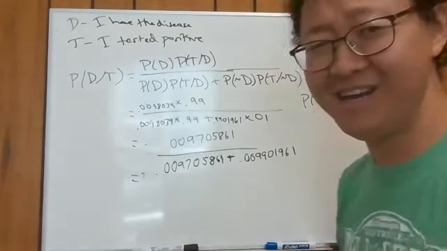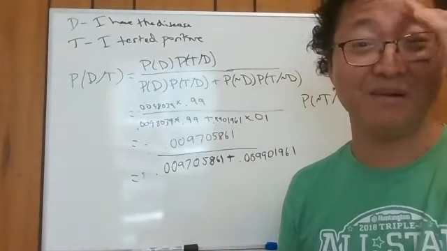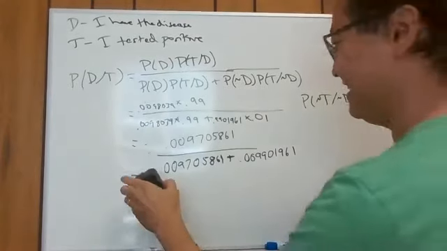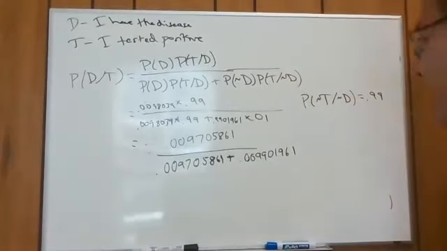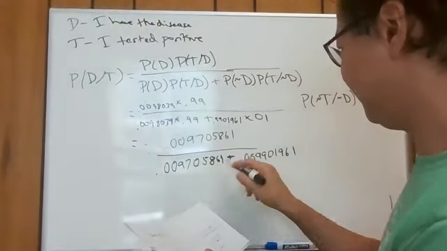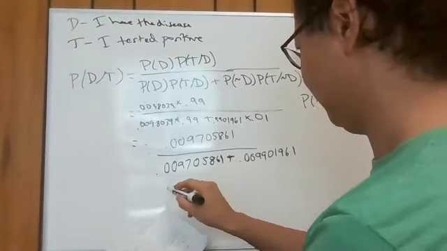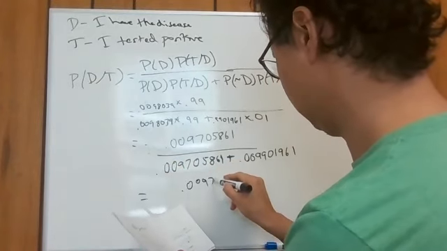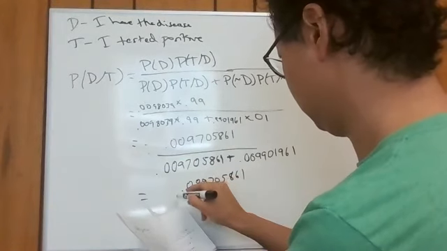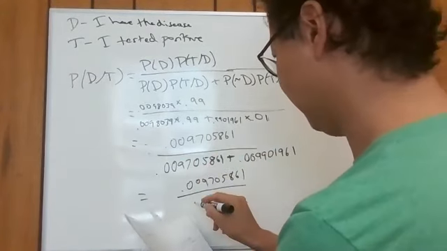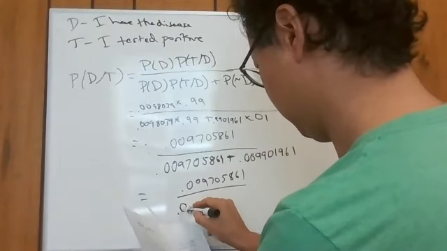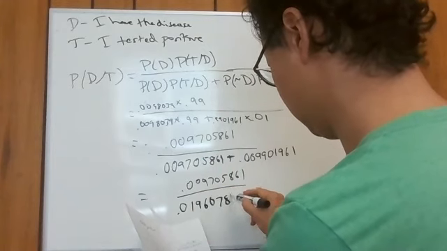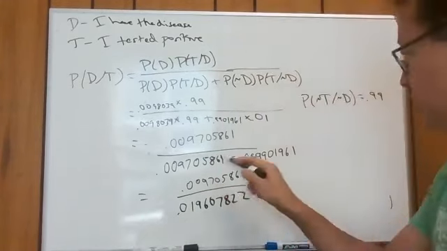0.009901961. Again, I'm so sorry for this horrible problem. I promise for your test, the numbers will be a little easier at least. Okay, now we have to add these. These two numbers will add up to 0.009705861. And adding these is going to get us a 0.019607822. That's what you get.